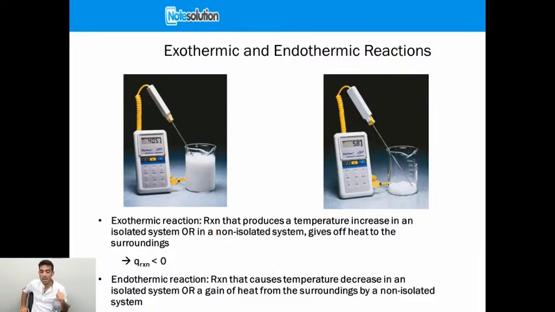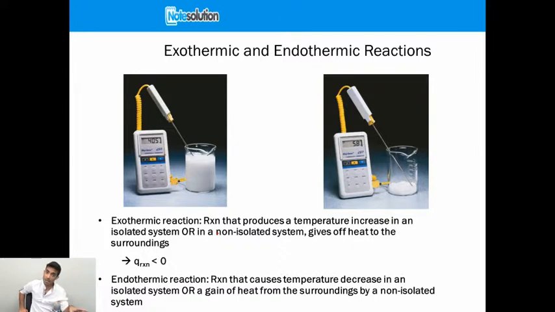in the system. Now, for exothermic reactions, Q reaction, the amount of heat or energy for the reaction, is negative, because heat is being given off from the system to the surroundings. On the other hand, an endothermic reaction is a reaction that causes a decrease in the temperature of the isolated system, or a gain of heat from the surroundings by a non-isolated system. So in the case of endothermic, we have a temperature decrease in the isolated system.